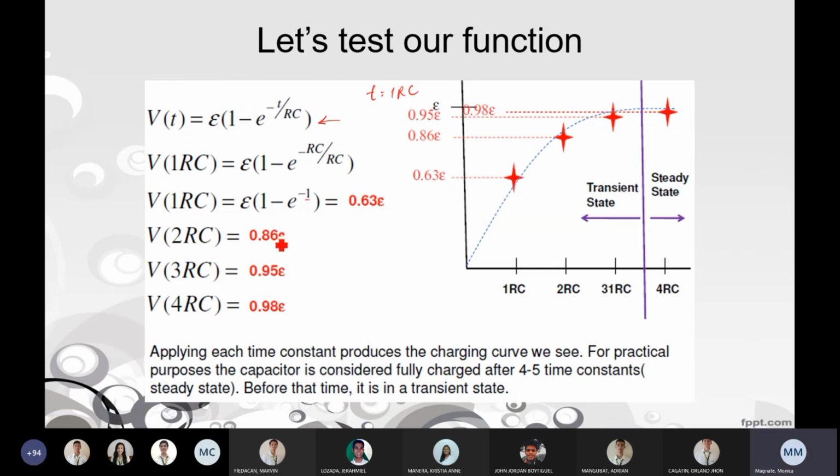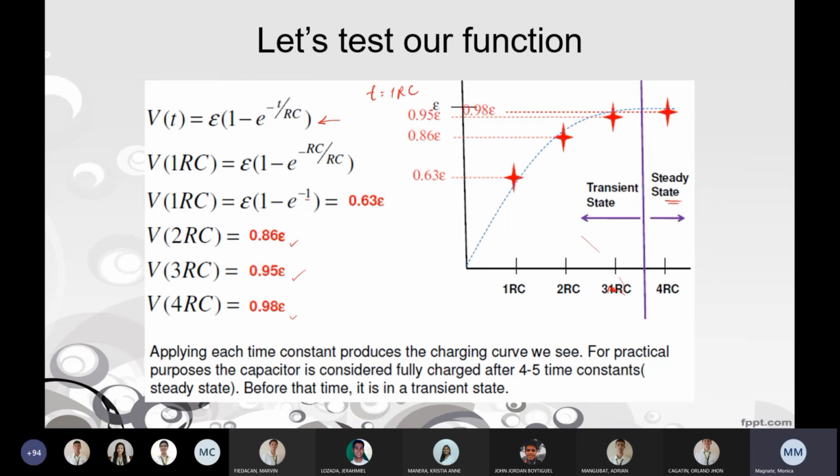Okay? Pag naman 2RC, so ayan, nasa 86% na siya. Pag 3RC, 95%. 4RC, 98%. Okay? So, dito sa graph natin, during 1RC papuntang 3RC, yun daw yung transient state. So, andito yung pagbabagong nagaganap mula sa 63%, tumataas yung voltage ng capacitor natin papunta sa 95%. Then, sa 4RC, hanggang sa mag fully charge. So, yun naman yung steady state.